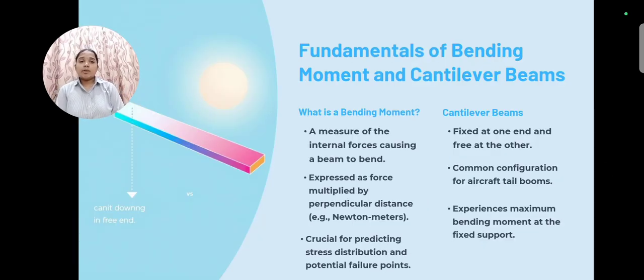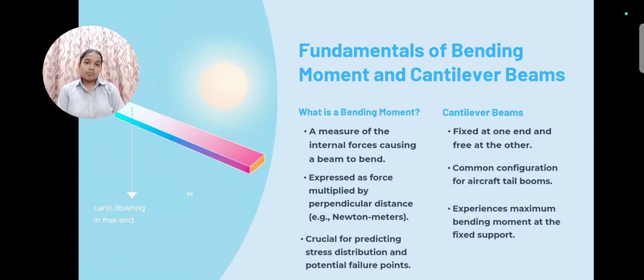So here are some fundamentals of bending moment and cantilever beam. First we have to know what a bending moment is. Bending moment is a measure of internal forces causing a beam to bend. Values, in units like newton meters, are crucial for predicting stress distribution and potential failure points. So that is the bending moment.